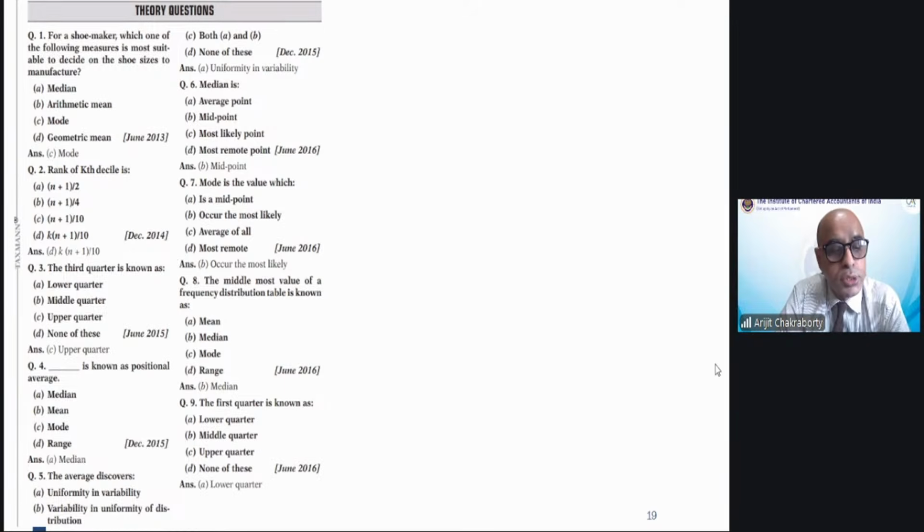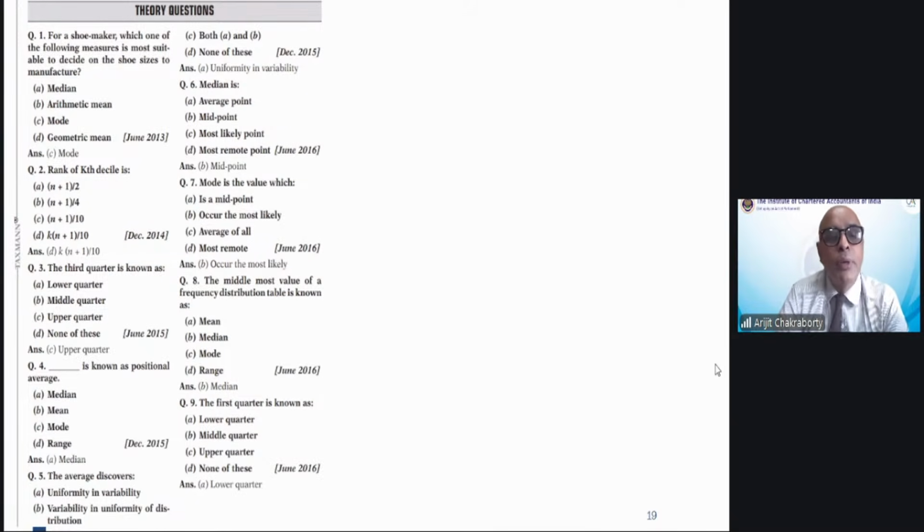Question 4, dash is known as positional average. Many times we have discussed this. Why is median called positional average? So obviously option A is the right answer. Next question, number 5, the average discovers what? Uniformity and variability of distribution. So uniformity in variability will be the correct answer.